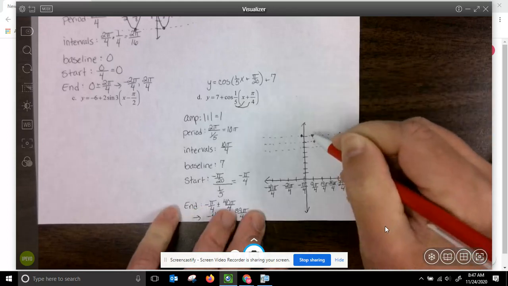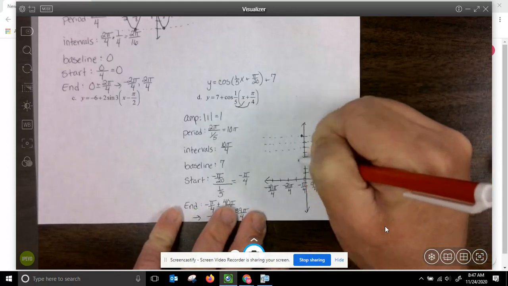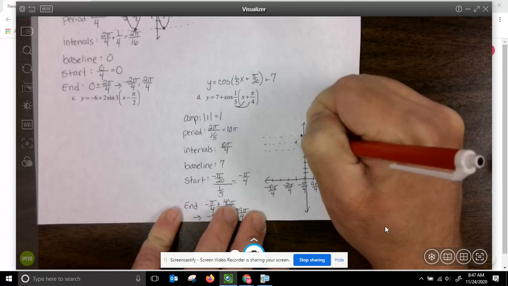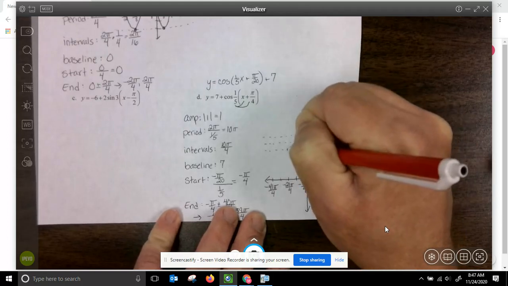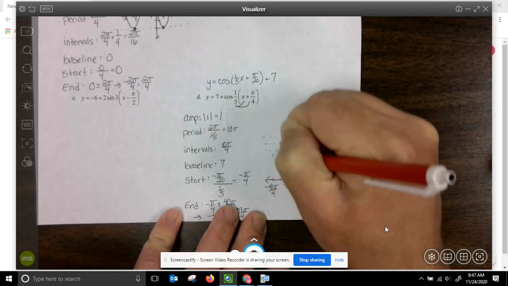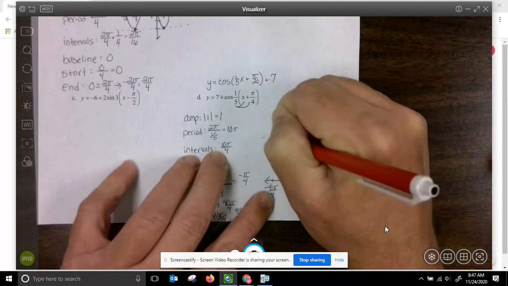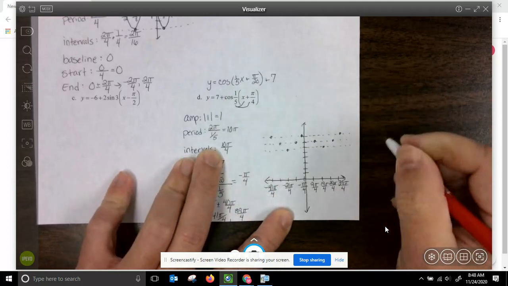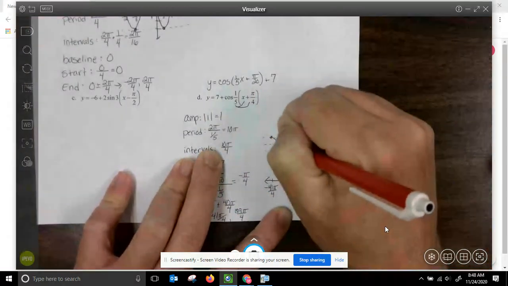I can do the same thing going in the other direction. So I go to my next interval here, go to my baseline, next interval here, minimum, next interval, baseline, next interval, maximum. And I can connect all of these with a nice smooth curve.